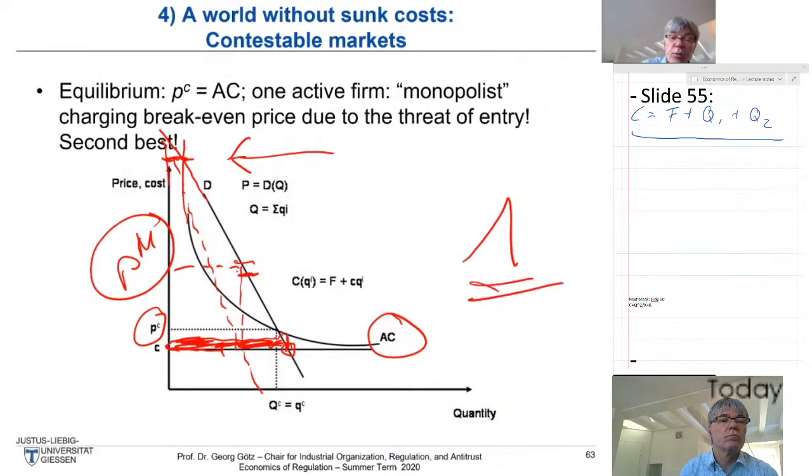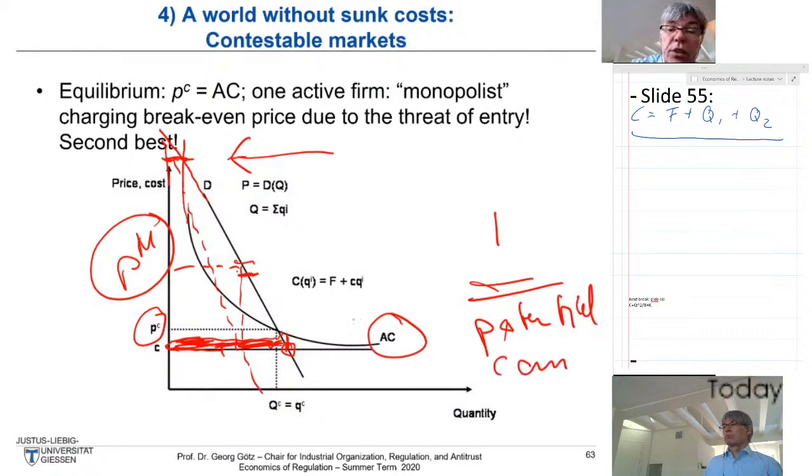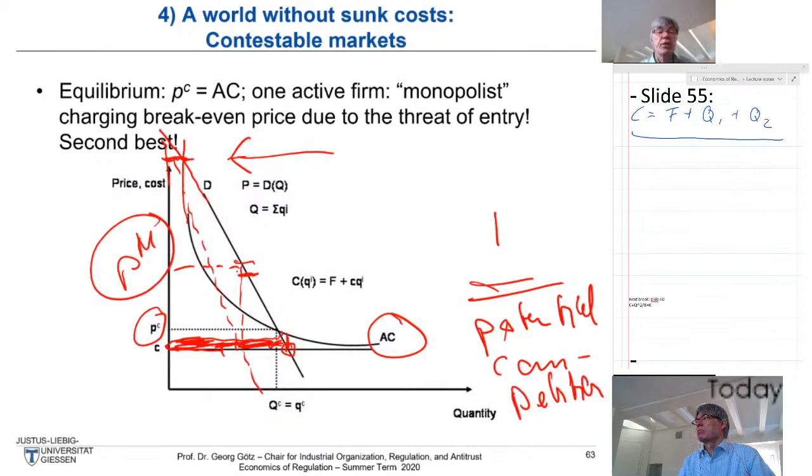In American English, you would write it like this, the one. And potential competition is so important. Even though these firms are not active in the market, by their threat of entry they force the incumbent to charge a price equal to average cost. And this is really amazing. The question later on, of course, is how relevant that is. But here you see, and that's an important point, that even though you observe only a single firm being active in a market, you have a result as good as it gets.